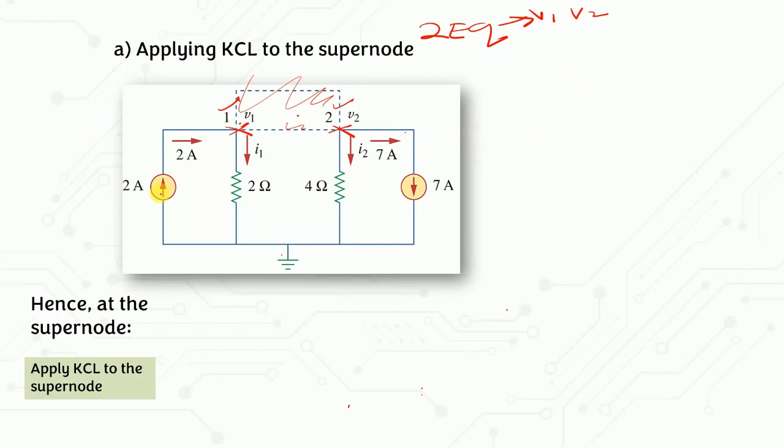So what you have here, just draw your own current directions. For this one, you just follow this, and then follow the same rule: the positive current equals the negative current.